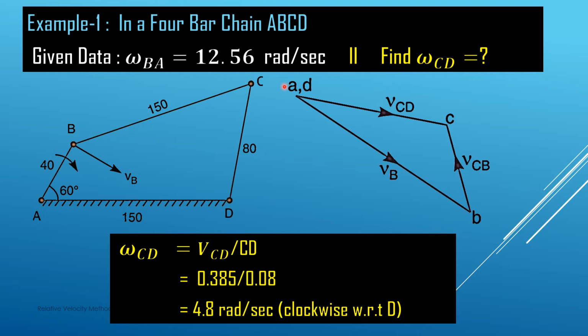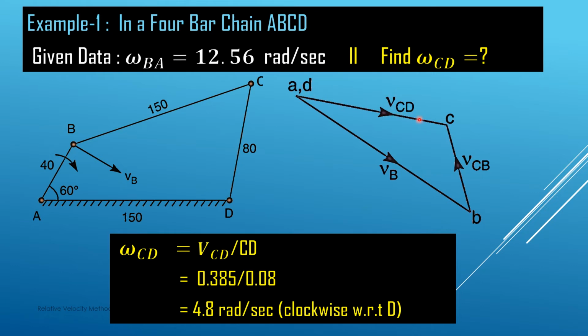Now after that, we measure this value. We have to find out the value of omega CD, the rotational speed of this link CD. We know that V is equal to R into omega, so omega CD is VCD divided by CD. CD is the length of the link CD and VCD is the velocity of point C with respect to point D. So this is point C and this is point B and this is point D here. This is VCD, the velocity of C with respect to point D.